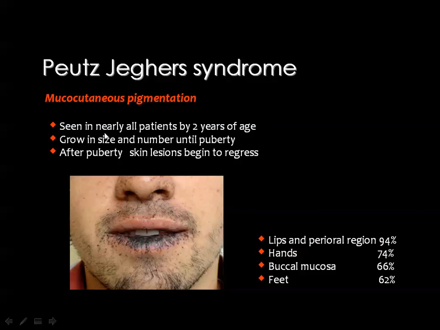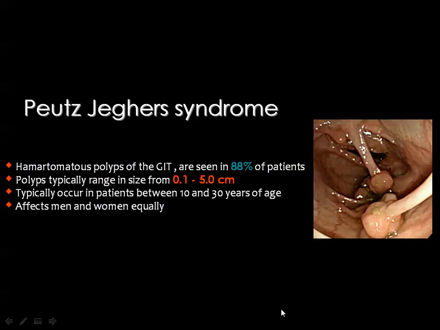The pigmentations are seen in all patients by 2 years of age. These pigmentations are common around the mouth in 94%, in the hands in 74%, in the buccal mucosa in 66%, and in the feet in 62% of the cases, which can help in the diagnosis. As I have said, the polyps are hamartomas, and they are benign with no malignant potential. Sometimes the polyps are pedunculated, as you can see, and many times the polyps are very small without pedicles.